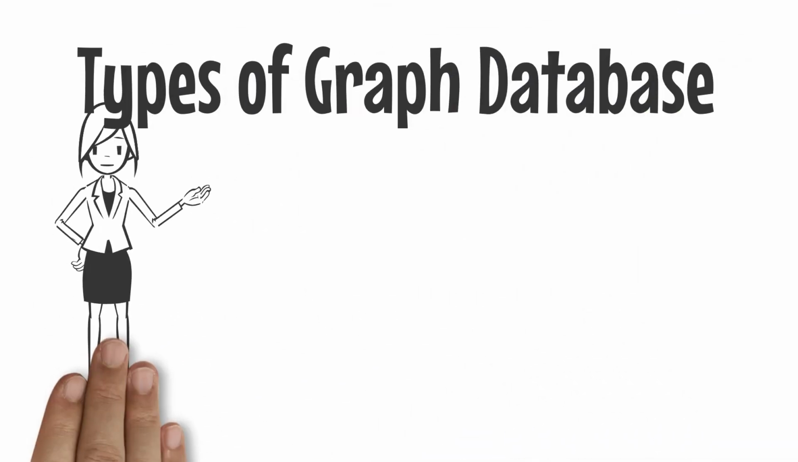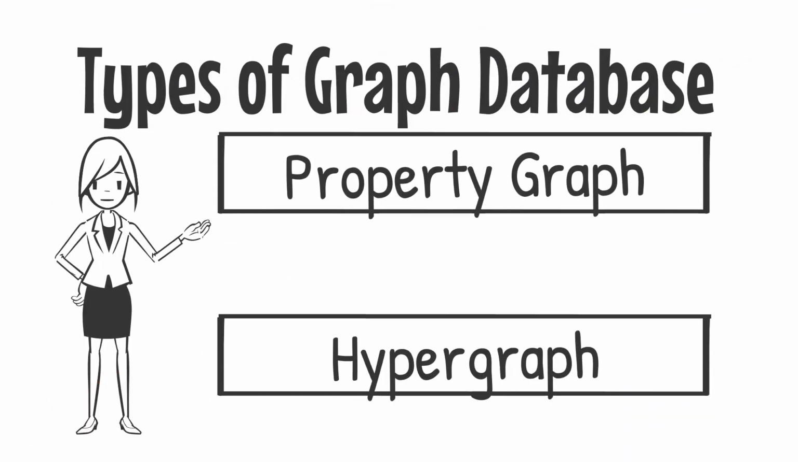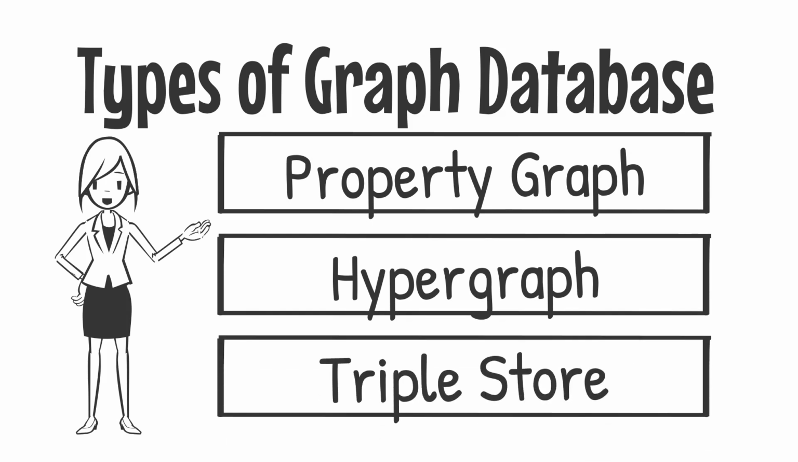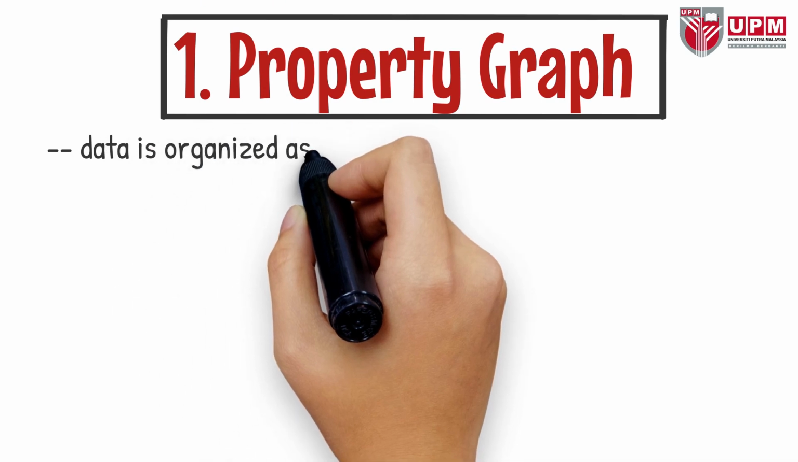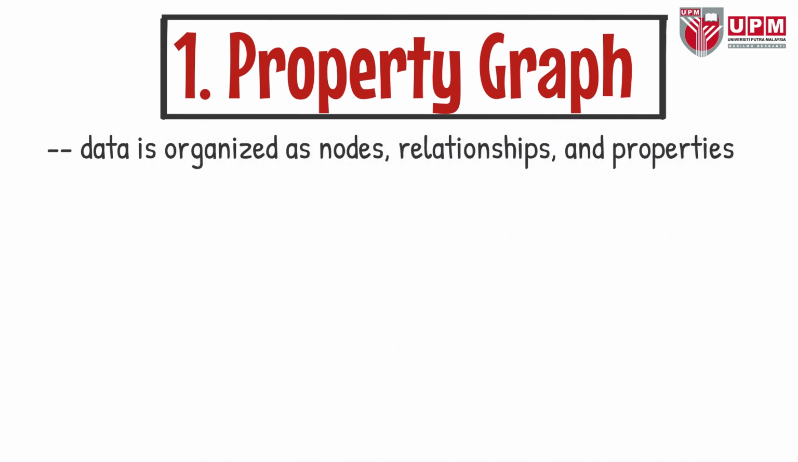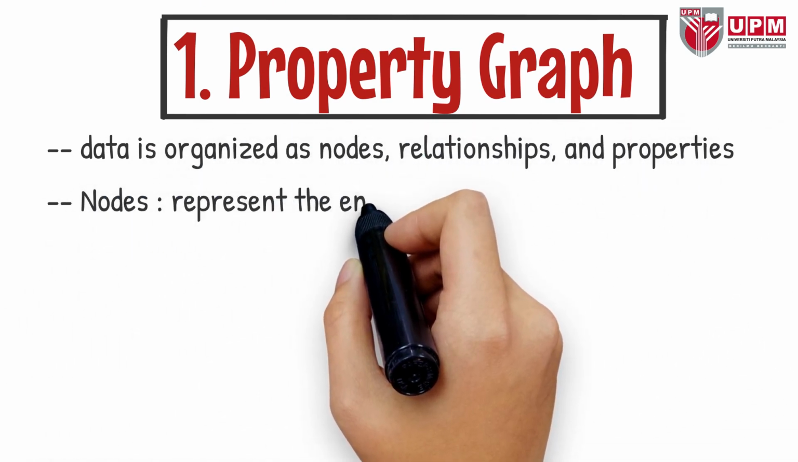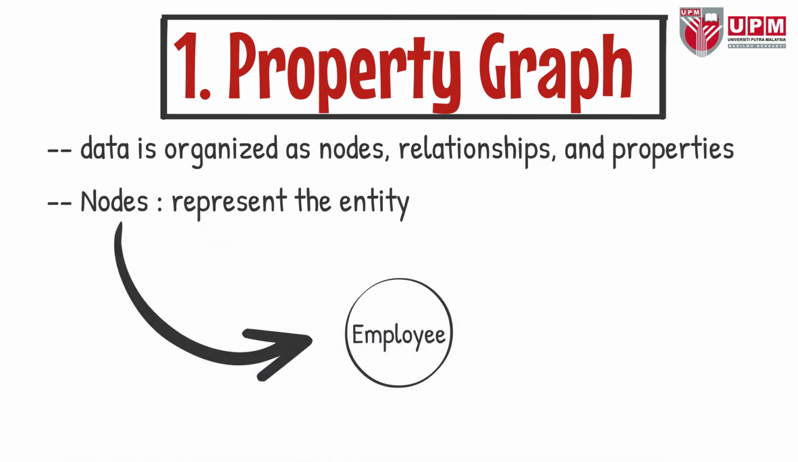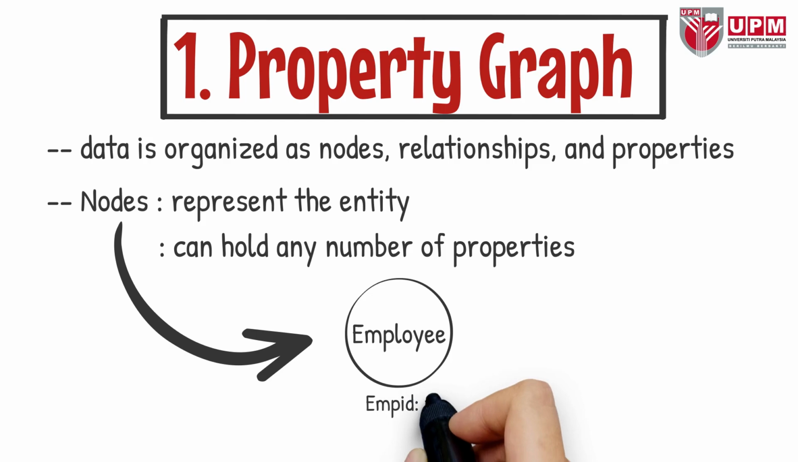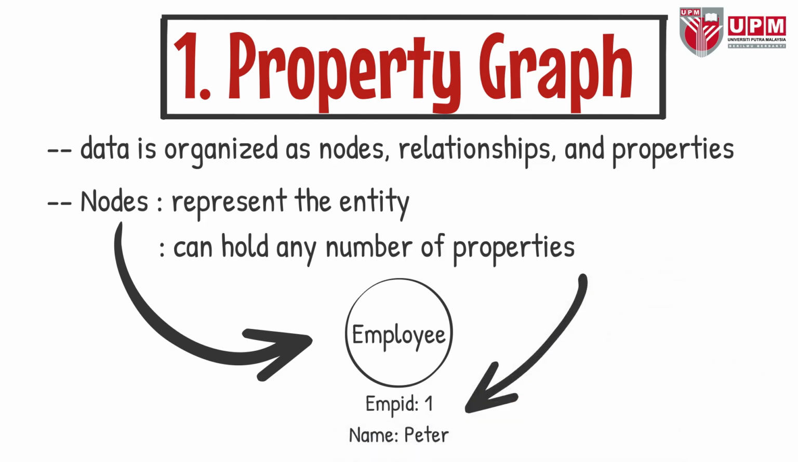There are different types of graph databases. The first one is property graph, the second is hypergraph and the third one is the Triplestore. In the property graph, data is organized as nodes, relationships, and properties. Nodes are the entities in the graph. An entity can be a person, place, thing, category, or other pieces of data. They can hold any number of properties.